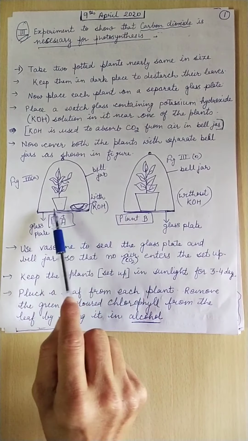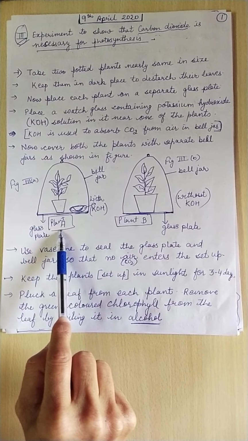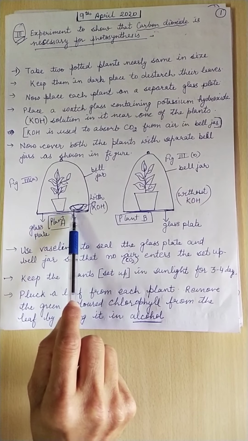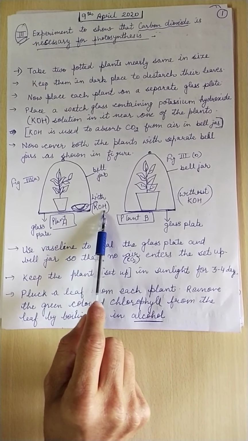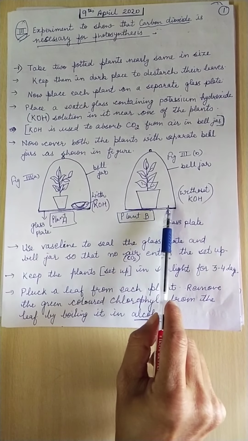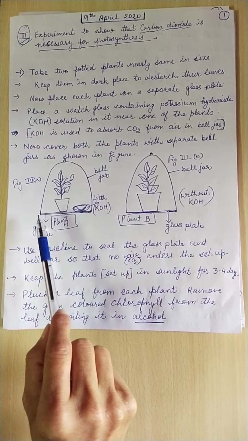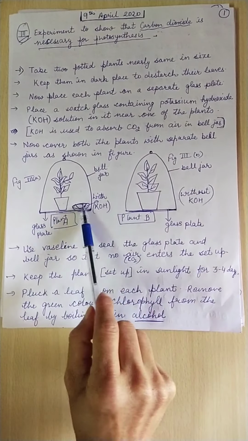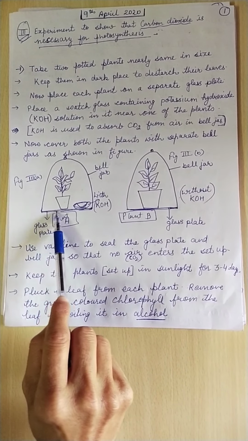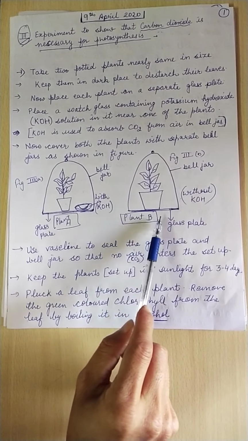We have put these plants on the glass plate, and in setup A, what we have done is we have taken a watch glass which contains potassium hydroxide solution. But in setup B, we need not put any watch glass as such. After that, we need to put a bell jar over each plant. After putting the bell jar, we need to seal the jar with the glass plate by applying Vaseline over this.